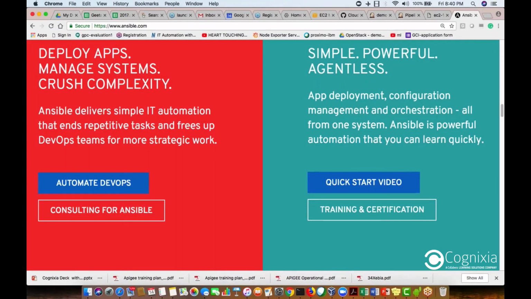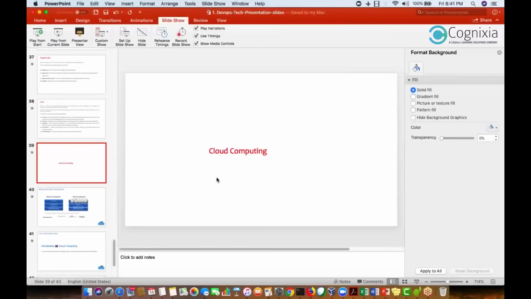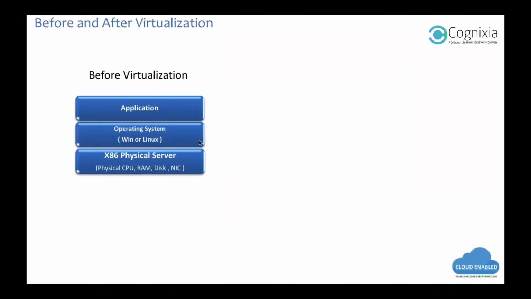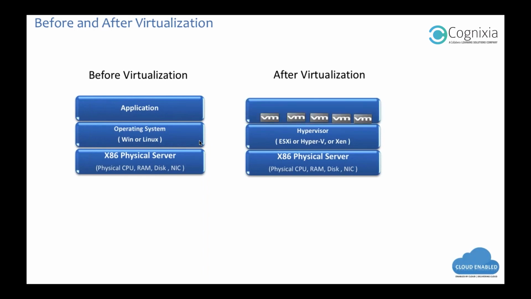So cloud computing, we already know what virtualization is, but I'm just going to quickly cover the cloud part. Before virtualization, there is a physical server. There's an operating system running on the physical server, and then you run the application. But after virtualization, you buy a physical server, but install a hypervisor. There are tools like VMware ESXi, Hyper-V from Microsoft, Xen from Citrix, and there are VMs running on top of it, right? So basically, each VM can run its own OS and its own application on top of it.